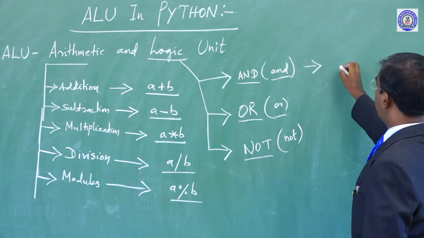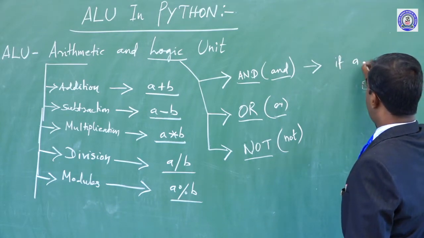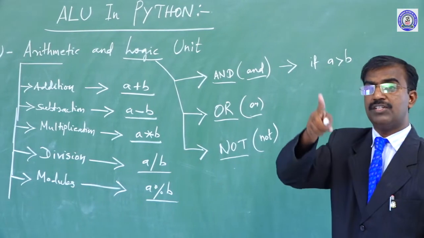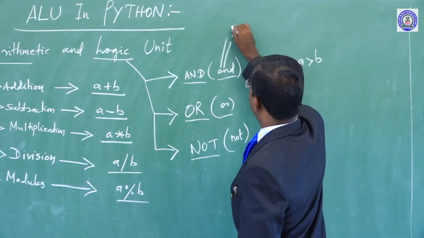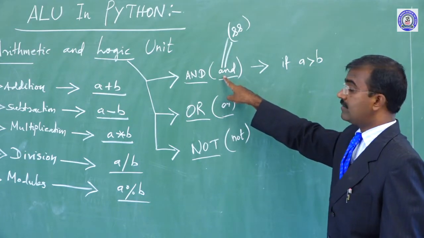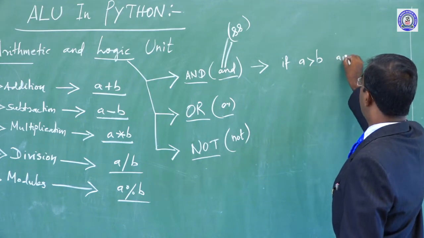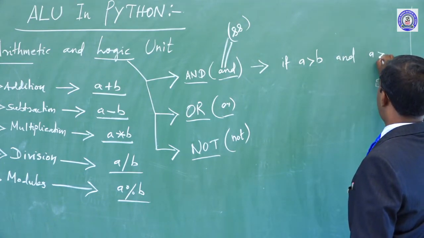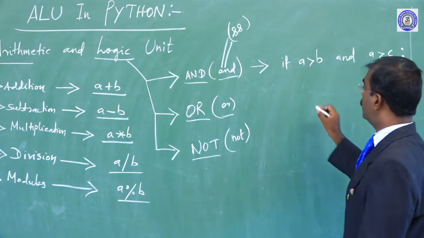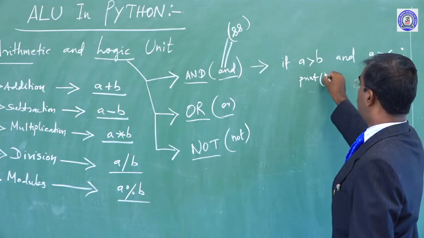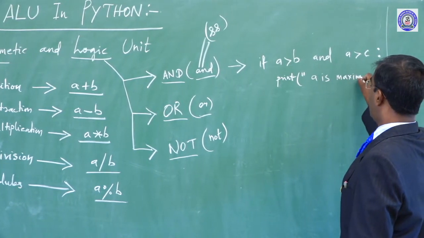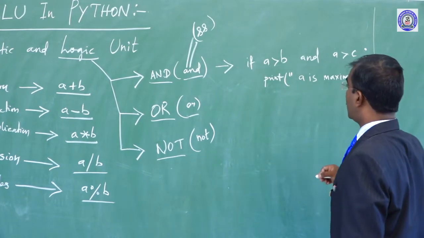Okay, what condition? If A is greater than B, and in other programming languages, AND means the double ampersand symbol, but in Python directly this is a reserved word, that's why we will introduce and, A greater than C. So if the condition is true, we print within double quotes, A is maximum, so we can identify it easily.